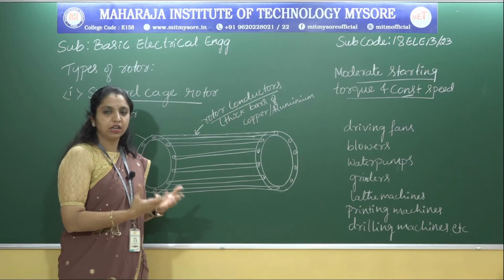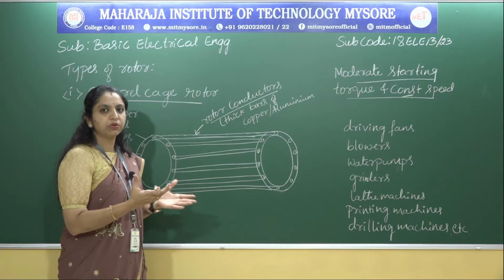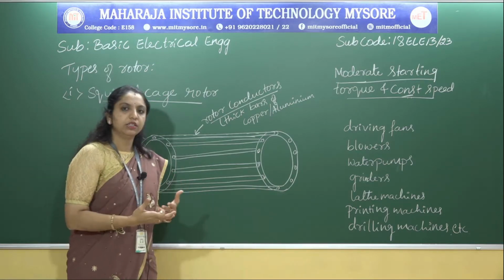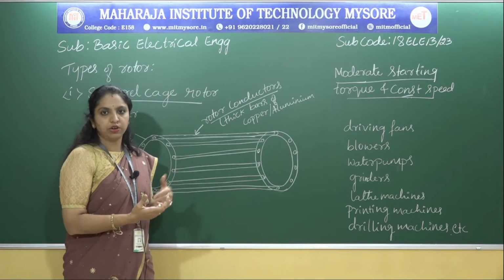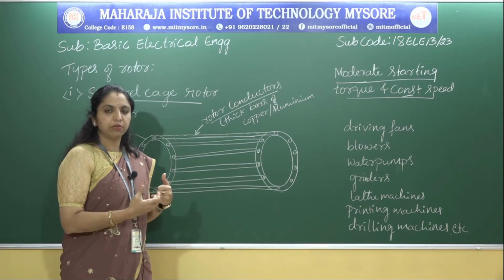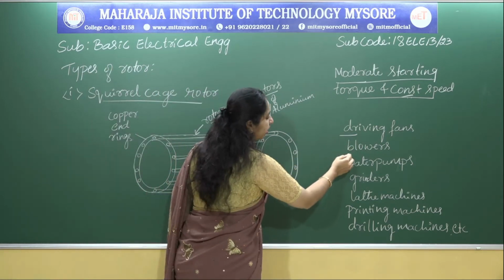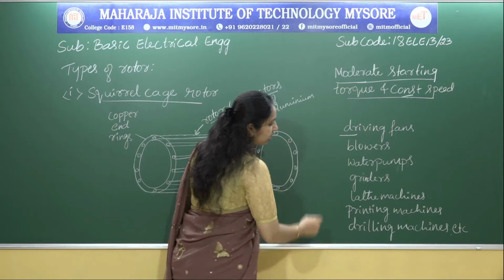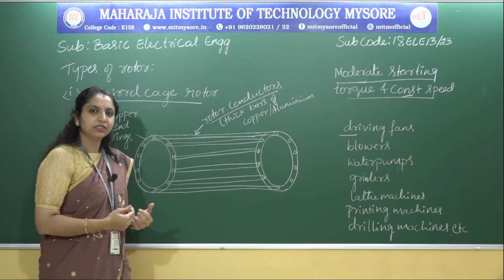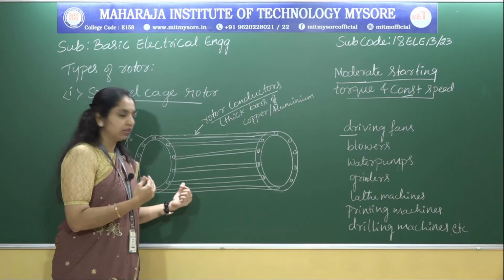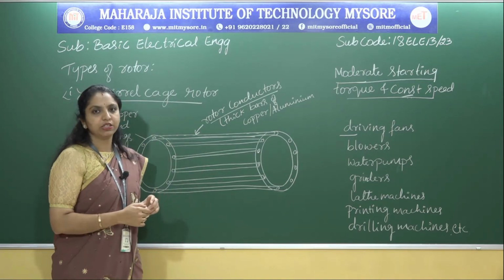So the starting torque of this particular rotor, the squirrel cage rotor, is very small, hence it produces very little torque. Since it produces a moderate starting torque and runs at constant speed, it can be widely used in applications like driving fans, blowers, water pumps, grinders, lathe machines, printing machines and drilling machines, etc. Since this arrangement resembles a cage, it is named the squirrel cage rotor.